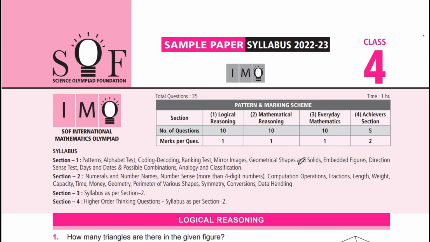Section 1, this is the syllabus given here. You can note it down. For section 2, the other syllabus is given here. And section 3 will be the same as section 2, but it will connect with everyday life. And section 4 is a higher order thinking question, that is the HOTS question. The syllabus is the same as section 2. So you can note down the syllabus. Only from this syllabus you will be getting questions in your IMO paper. So let's start solving the paper.